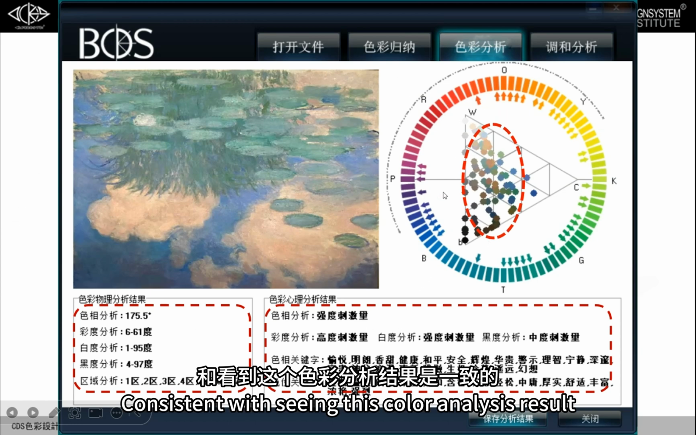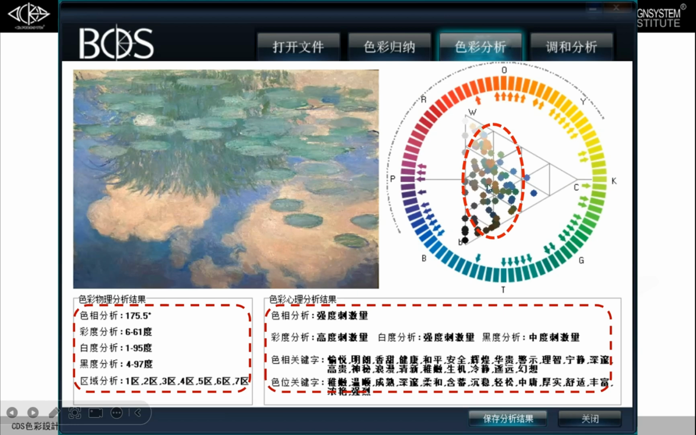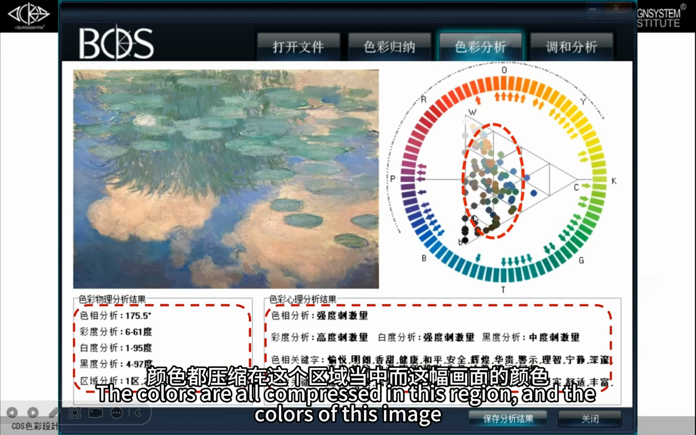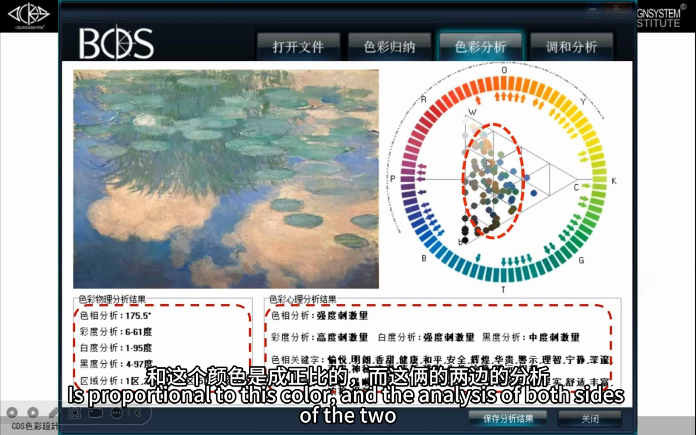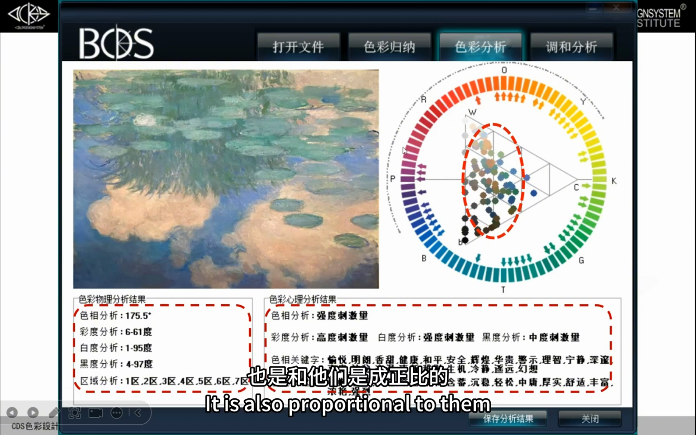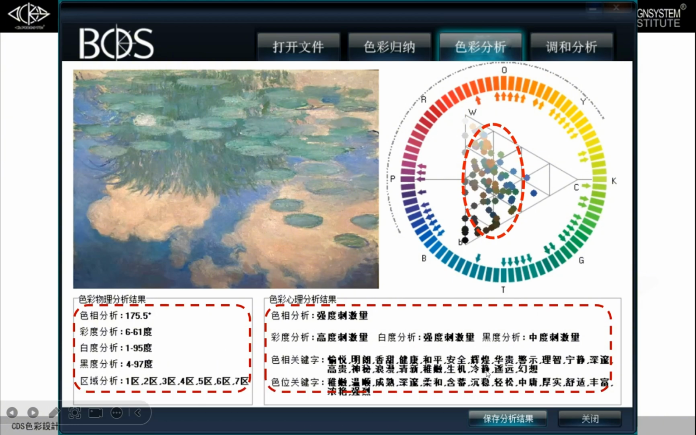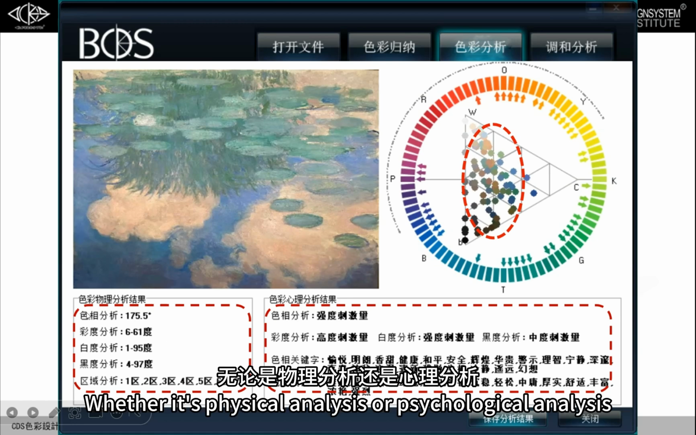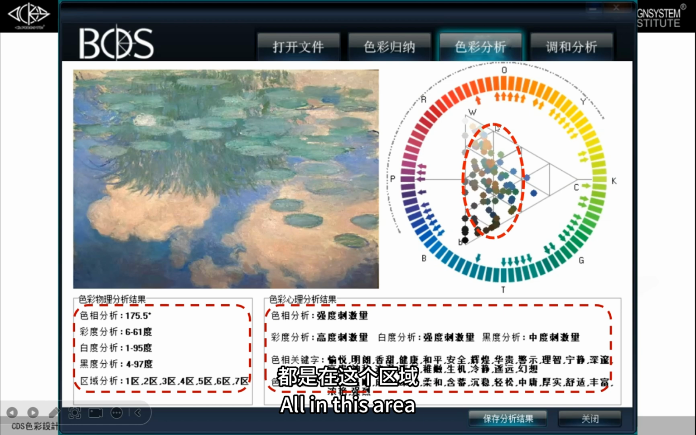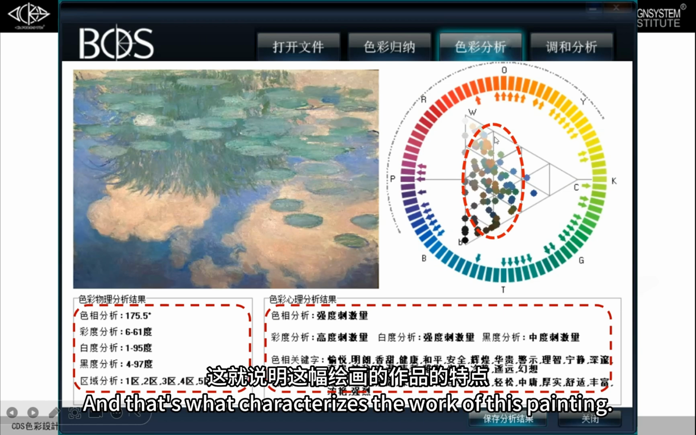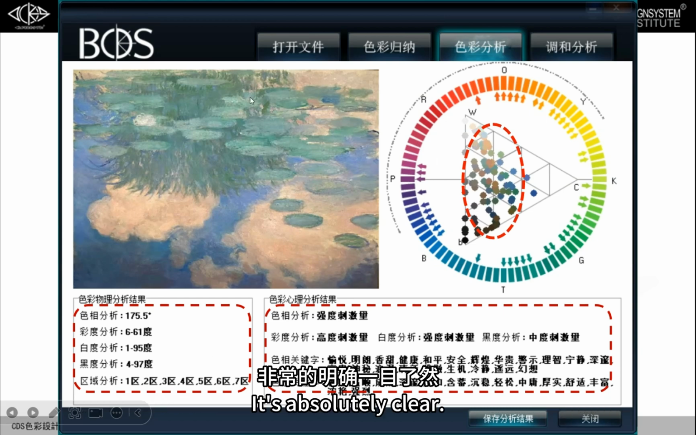Consistent with this color analysis result, the colors are all compressed in this region, and the colors of this image are proportional to this color, and the analysis of both sides of the two is also proportional to them. Whether it's physical analysis or psychological analysis, all in this area. And that's what characterizes the work of this painting. It's absolutely clear.